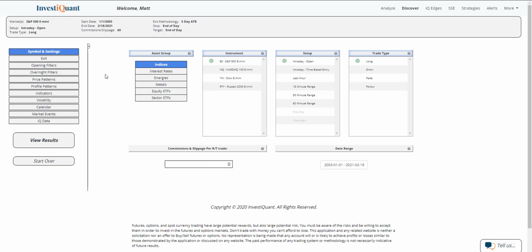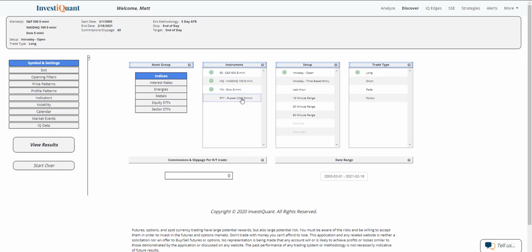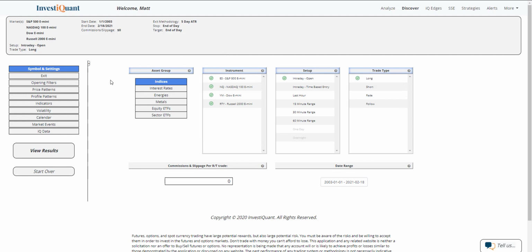So let's take a look at what this day has done historically, looking at all four instruments. The setup's based upon entering the market long at 9:30 a.m. Eastern Time, which is the open of regular trading hours, and exiting at the close of regular trading hours, which is 4:15 p.m. Eastern Time.